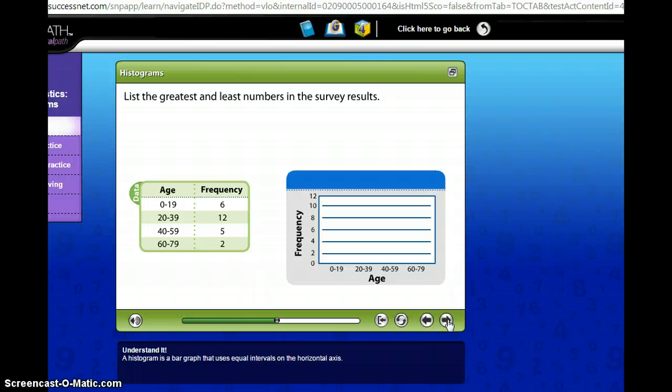List the greatest and least numbers in the survey results. What are the greatest and least numbers? The greatest and least numbers in the survey results are 12 and 2.